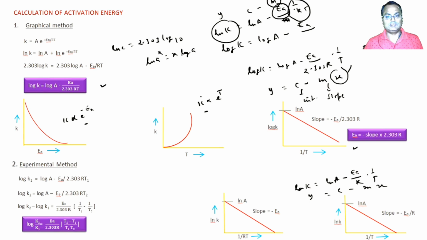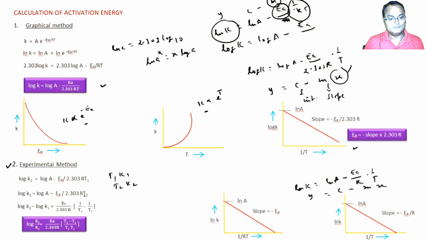Next is the experimental method. Now see, let at temperature T1 the value of rate constant be K1, at temperature T2 the value of rate constant is K2. So write the equation of log K1 and log K2 in this form. इस form में हम इस equations को put up करते हैं. So it becomes log K1 is equal to log A minus E upon 2.303 RT1, and log K2 is equal to log A minus E upon 2.303 RT2.